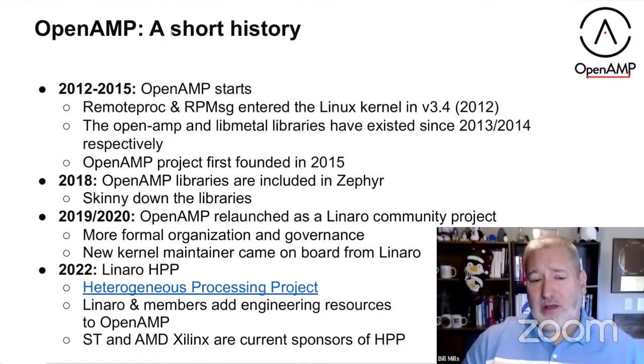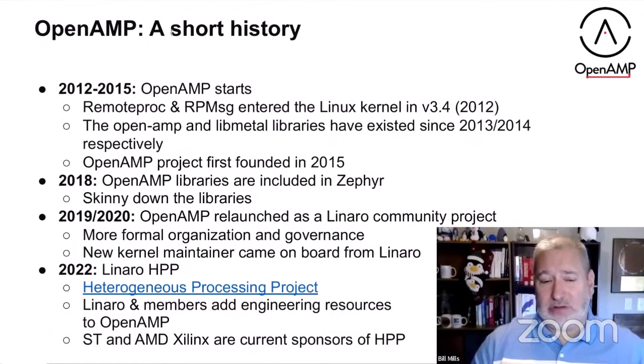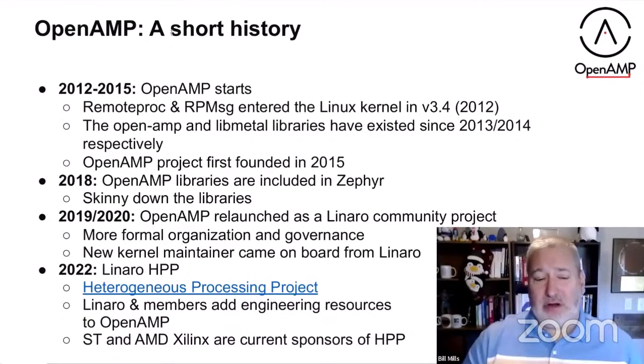In 2019 and 2020, the project relaunched as a Linaro community project. This is what I talked about earlier. And this makes the organization and the governance a little bit more formal. Also at that time, Linaro added another kernel maintainer that works in these areas, and Matthew is going to be with us in the Q&A session. So then finally, at the beginning of this year, I talked about how the OpenAMP project is lightweight. There's no people resources in OpenAMP.